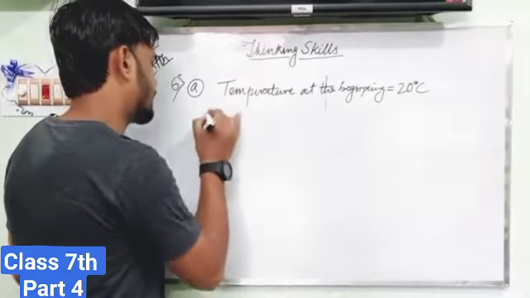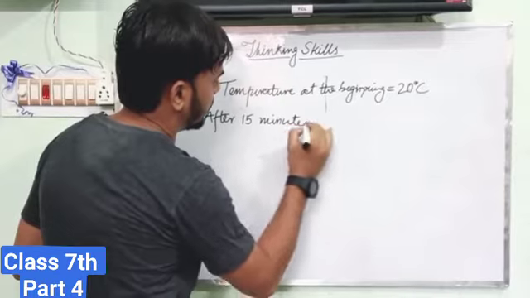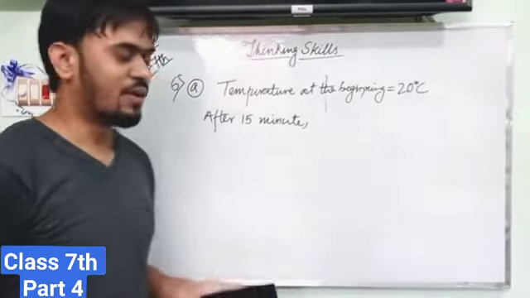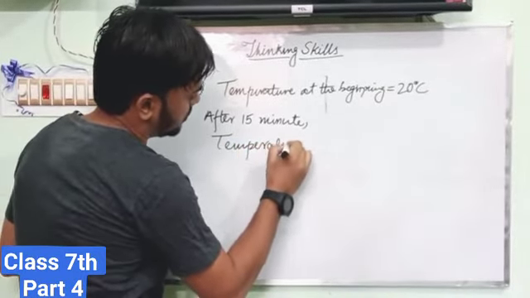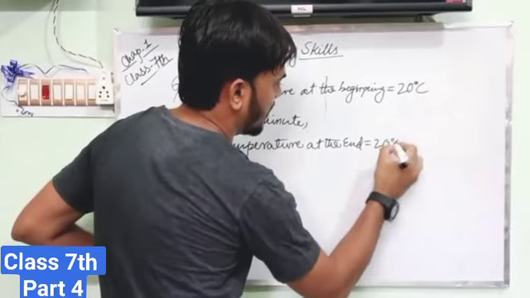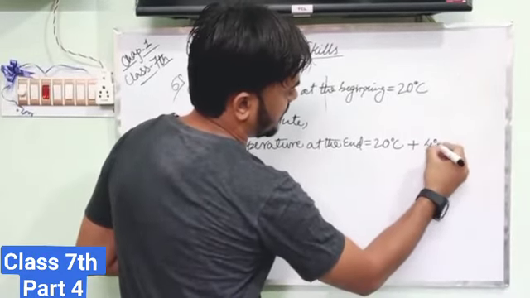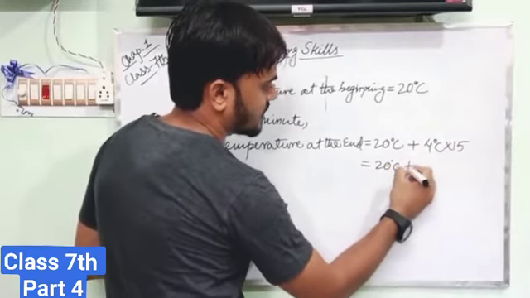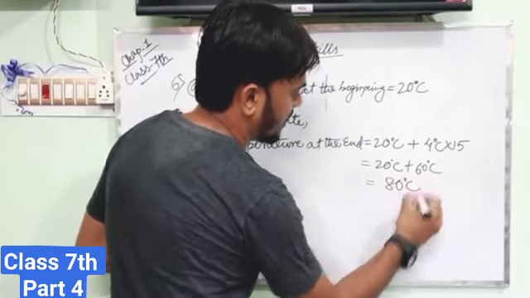That means after 15 minutes, it is already given that the temperature increases 4 degrees centigrade per minute. That means in 15 minutes, it will increase 15 into 4, 60 degrees. So the temperature at the end: 20 degrees at the beginning and it increases, that means plus 4 degrees centigrade per minute. 20 degrees Celsius plus 60 degrees Celsius will be 80 degrees Celsius.